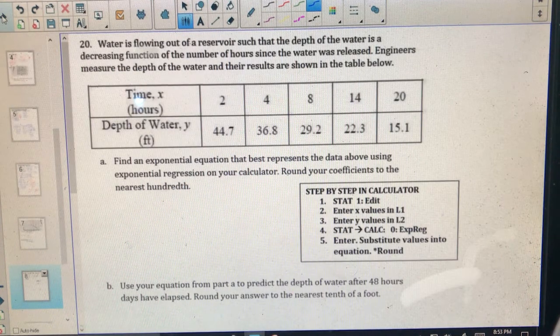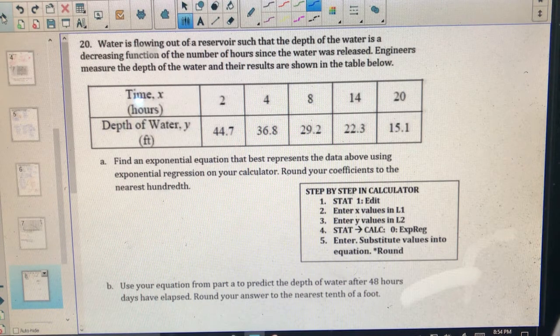Number 20. Okay, 20 is something that we just did recently as well. It's exponential regression. So it says water is flowing out of a reservoir such that the depth of the water is a decreasing function of the number of hours since the water was released. Engineers measure the depth of the water, and the results are shown in the table below. So you don't have to worry about the fact that they recorded all this data. All you need to know is which one is X and Y, and they're labeled for you. X is on top, Y is on the bottom.